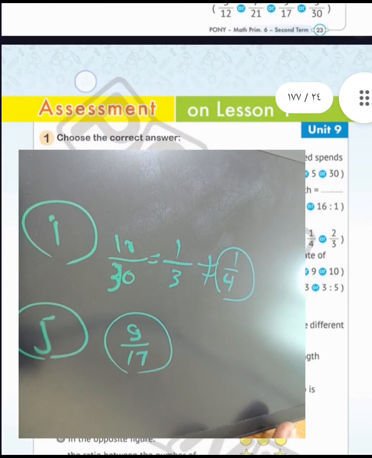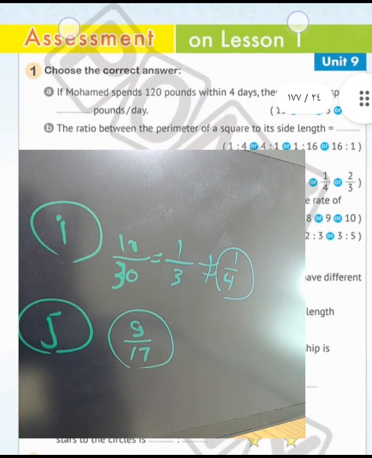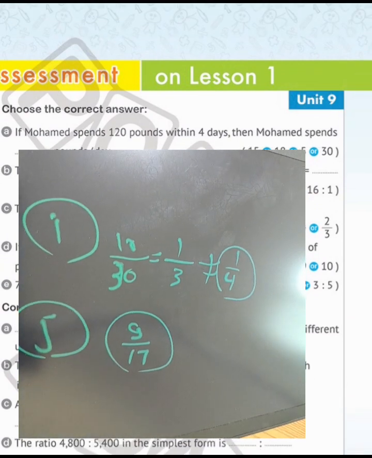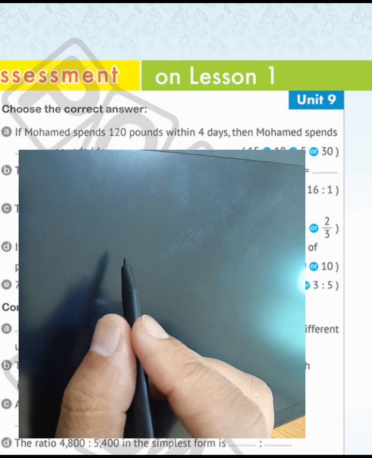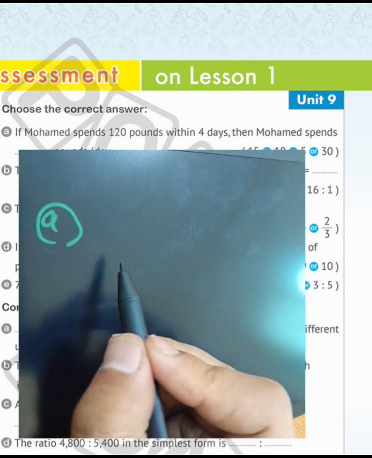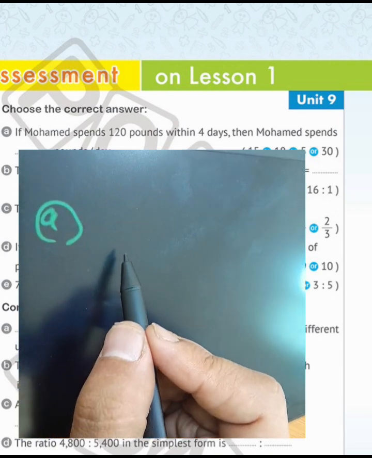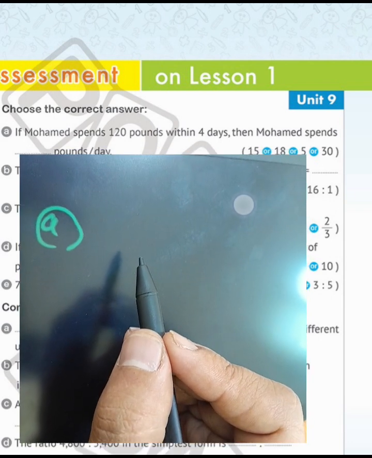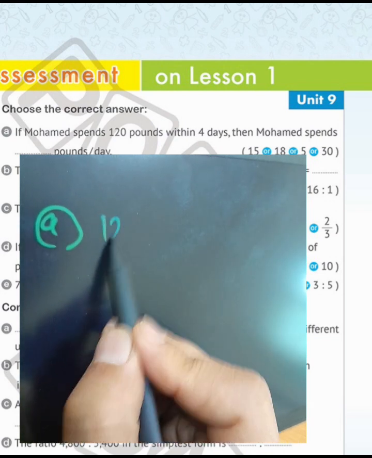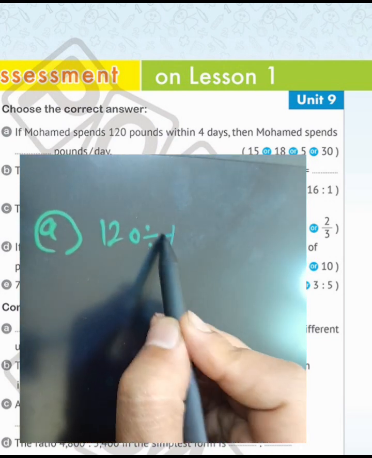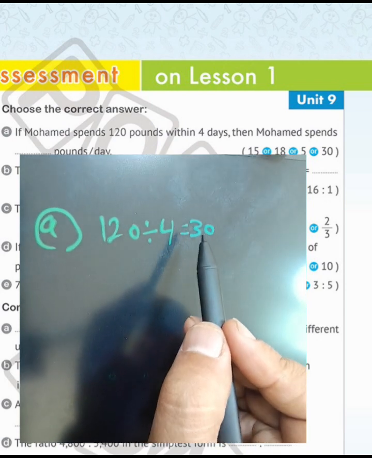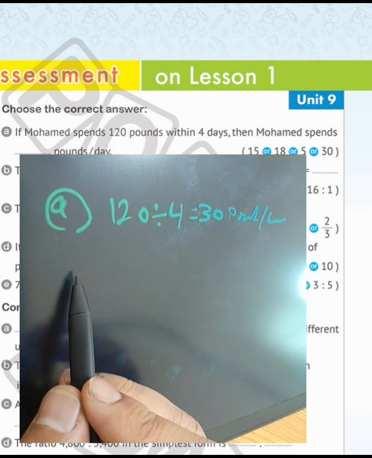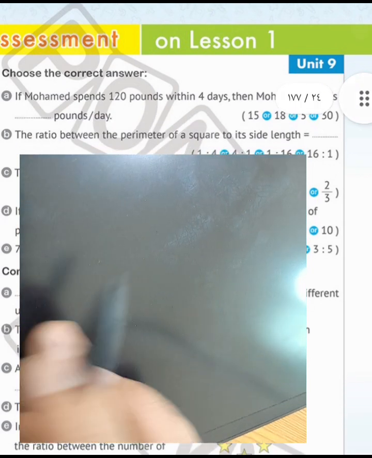Next question. Assessment 1 on lesson 1, unit 9. Number 1, letter A. If Muhammad spends 120 pounds within 4 days, then Muhammad spends blank pounds per day. We can find 120 divided by 4 equals 30 pounds per day. Okay, letter A will be 30. Question letter B.